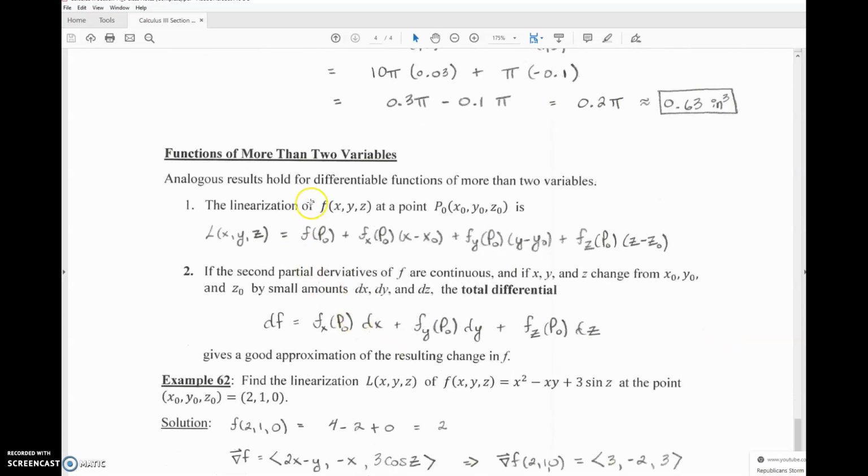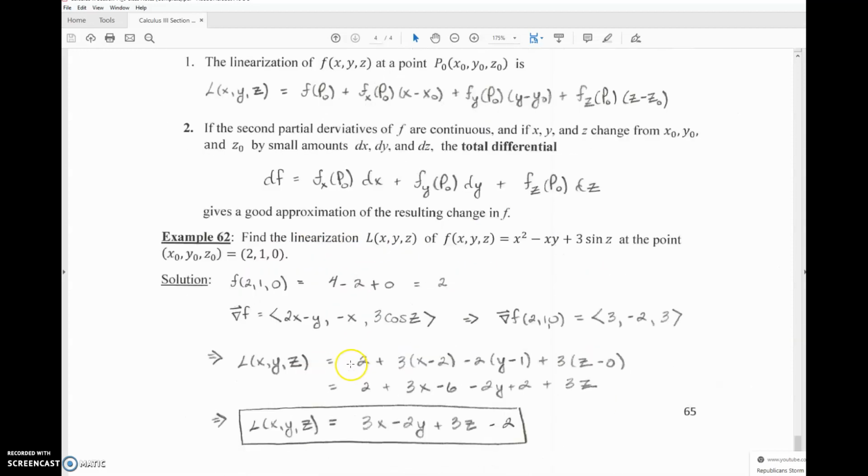Now, if I have functions of more than two variables, I can linearize my function by just adding this third component. Instead of having f sub x times x minus x naught plus f sub y times y minus y naught, I also have the third component. And similarly in the total differential, I can have this third piece, the partial of f with respect to z times dz. That gives a good approximation of the resulting change in f.